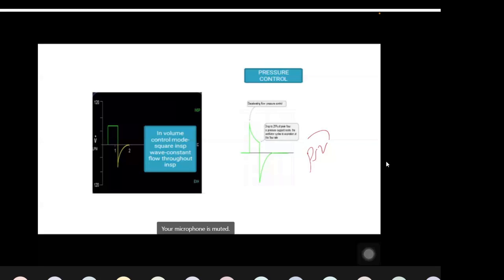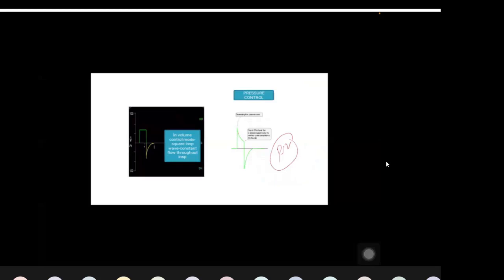It means once the flow is decaying up to 25% of the peak expiratory flow rate, often it will cycle to expiration. Okay, you don't need to understand that much. Just consider that in a volume control, often the flow will have a square waveform, and in pressure control mode and pressure support mode, it will be a decelerating pattern of waveform.